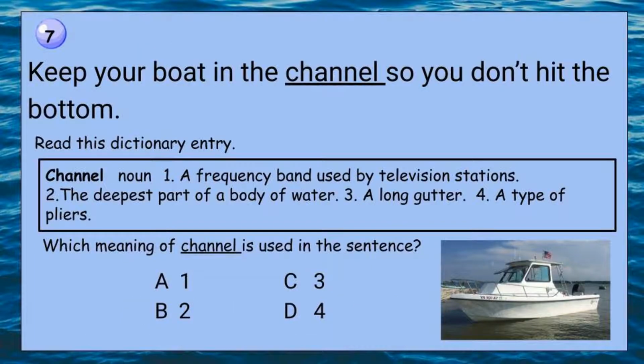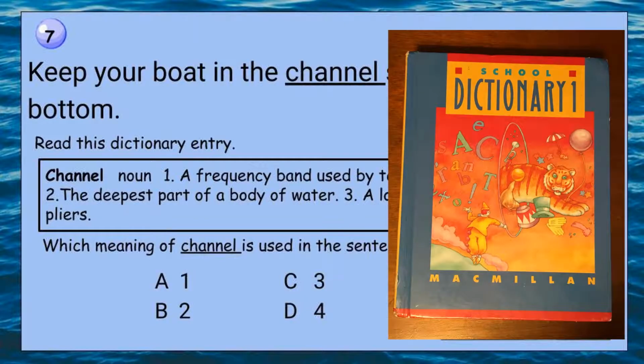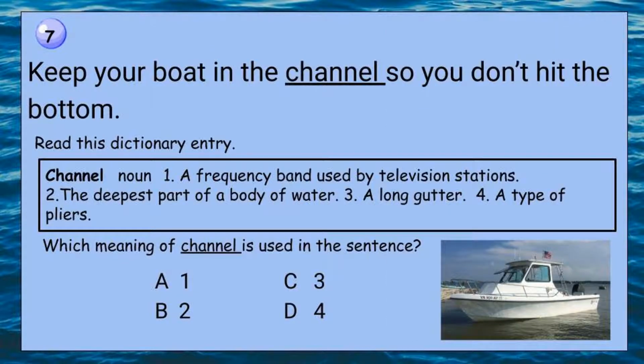Our final example looks a little different. It looks like something you would see in a dictionary. We use a book called a dictionary or an online dictionary to help us spell words correctly. Next, it tells us the part of speech. In this case, our word is a noun.